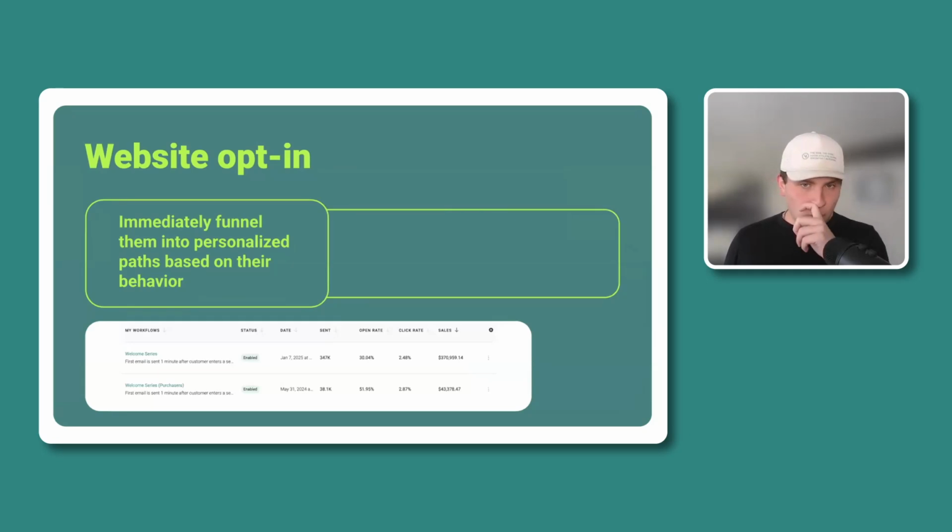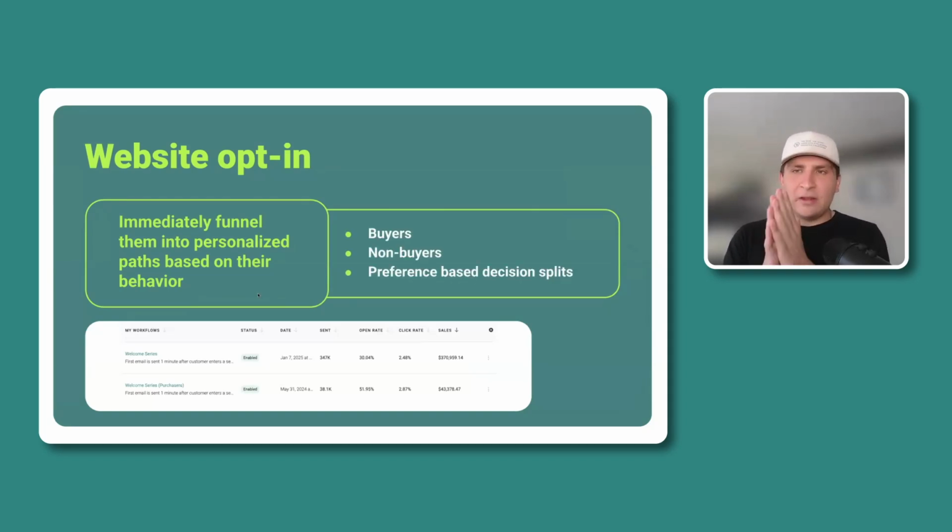And here's the numbers. So once you have a website opt-in, immediately funnel them into personalized paths based off of their behavior. So you can see here, you want to split into buyers, non-buyers, and then within each of those segments, a preference-based decision split. Like I said, if they're a baseball buyer, I want to treat them very differently than if they're a slow pitch buyer. It's a different person, different products, different average order values, different preferences, different sending cadences, all of that.